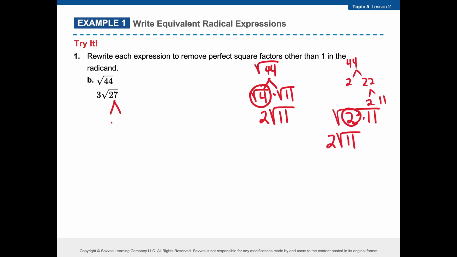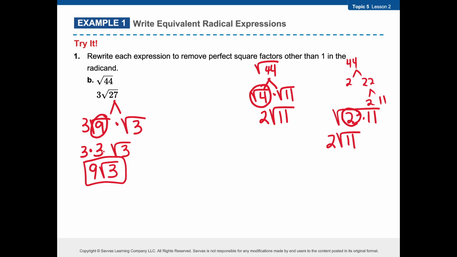Here, what two numbers when I multiply give me a 27? One of them being a perfect square, 9 times 3. Square root of 9 is a 3. It comes outside, but you already have a number on the outside. So those two numbers have to be multiplied together. Gives me a 9, and that 3 stays inside.